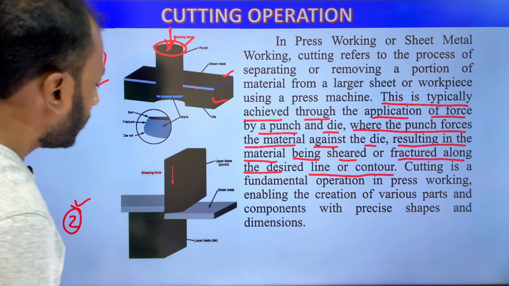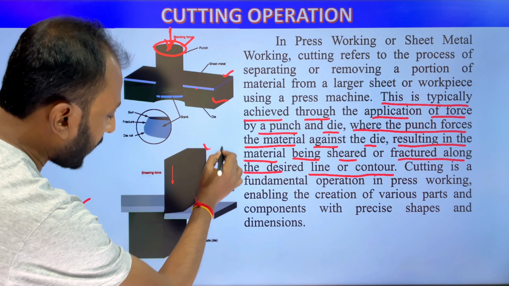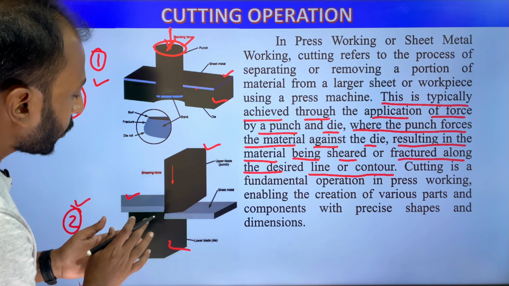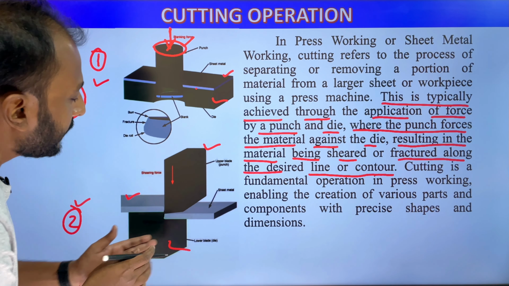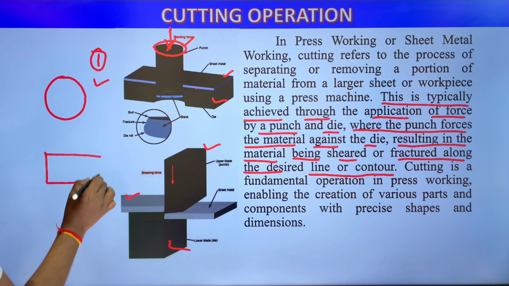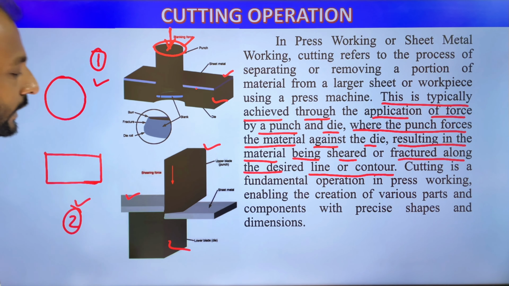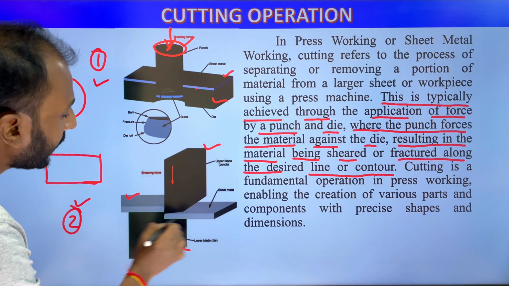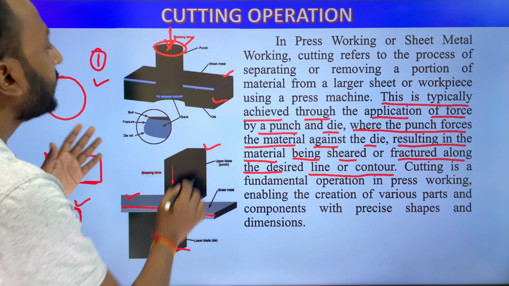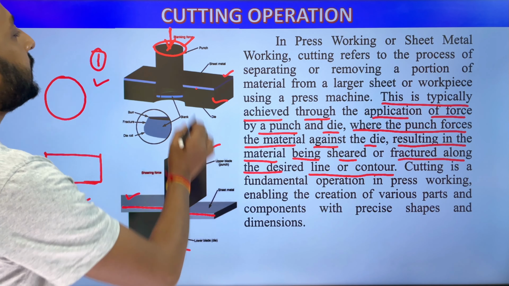In the second figure, we can clearly see this is punch and this is die and this is sheet metal. Here cutting has been shown clearly. So here cutting is done at a straight line. Before cutting, the sheet metal was one single piece. After cutting, we can see this is one piece and this is another piece, and the punch is different from the previous figure. Here the punch is in a square shape, so the cutting is done in a straight line.